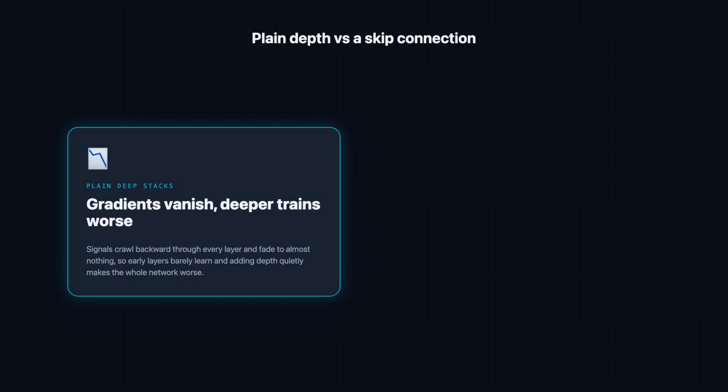So why does simply stacking layers backfire? Here's the contrast laid side by side. Stack plain layers deep enough and gradients have to travel backward through every one of them to reach the early weights. Each step shrinks the signal a little, and after dozens of layers it fades to almost nothing. The early layers barely learn, training stalls, and paradoxically a deeper network ends up performing worse than a shallow one.